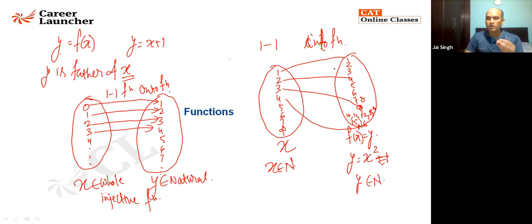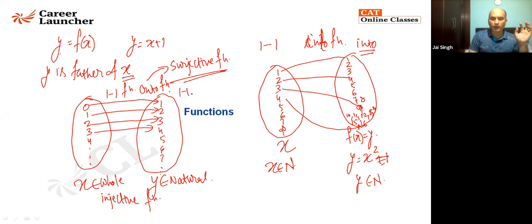This is an into function because 2 is not connected to any value, 3 is not connected, 5 is not connected. So there are some values which are not connected. In onto, every value is connected. So an onto function is also known as a surjective function. The name of that is surjective function. And this is an into function; there is no separate name for it, but it is known as an into function.